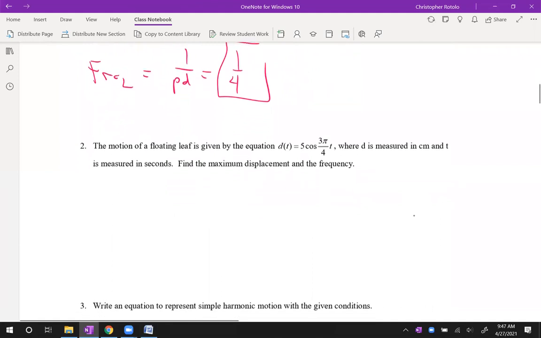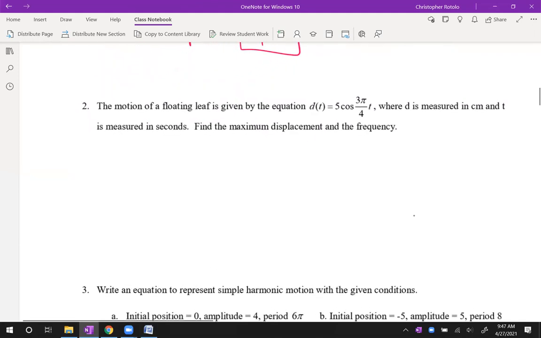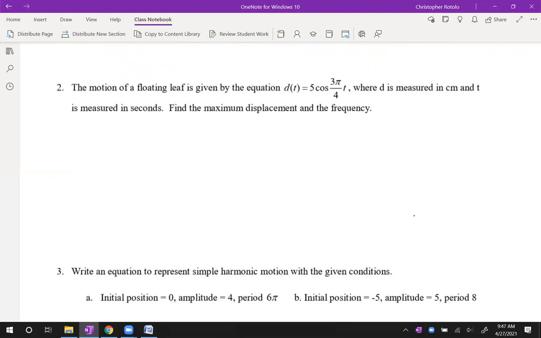So we have a leaf floating in some water here, and here's our equation, 5 cosine 3 pi over 4t. So let's pull some things out here. We want to find the maximum displacement. The maximum displacement is going to be the amplitude, which is 5. We do have a measurement this time in centimeters. So we have this one checked off our list.